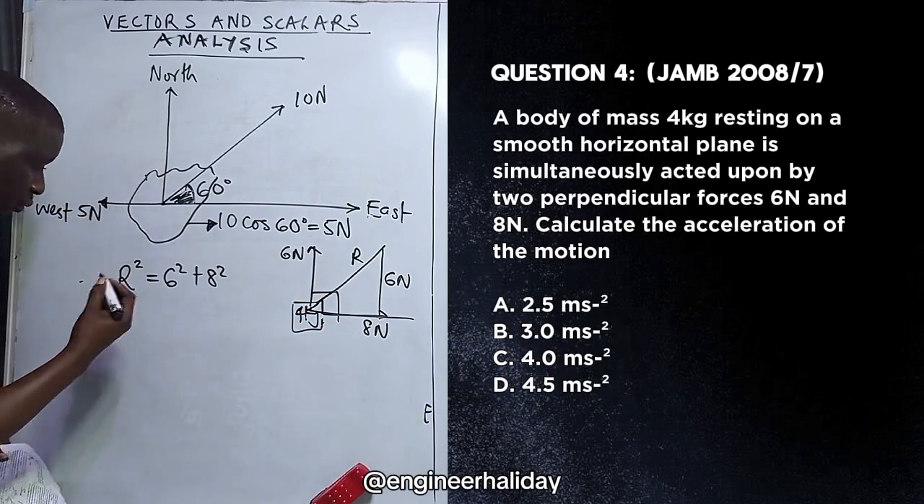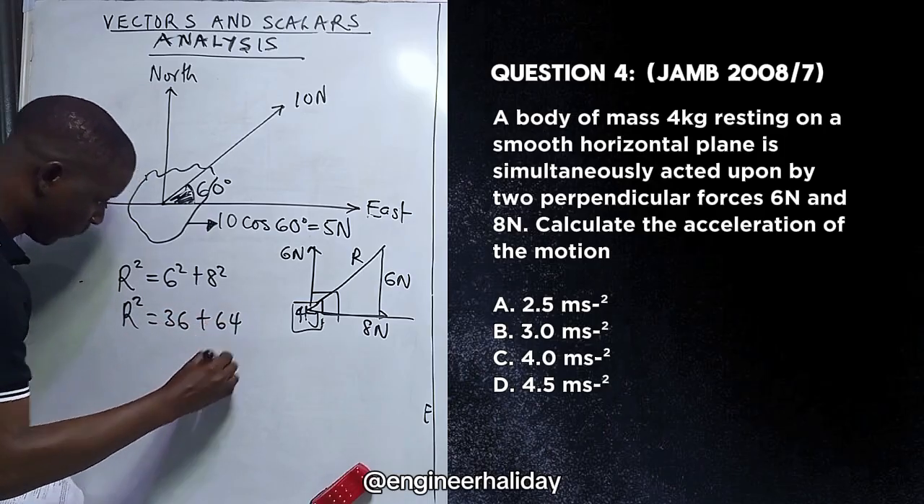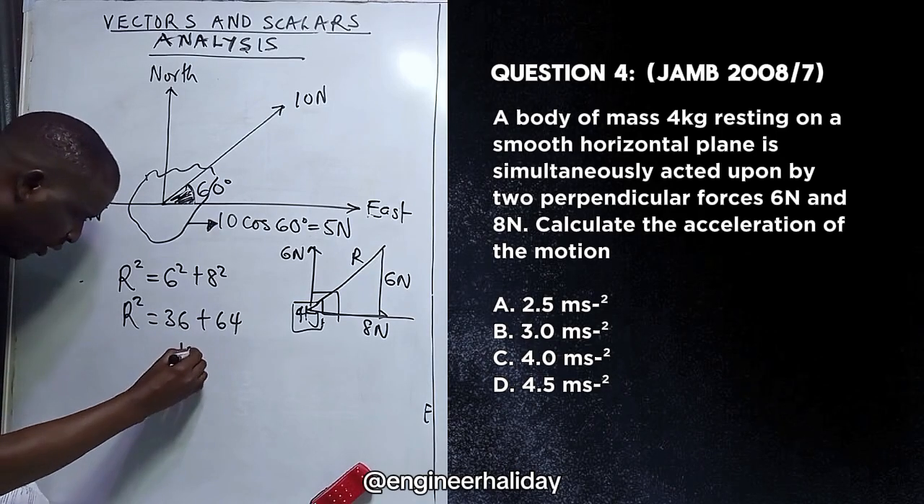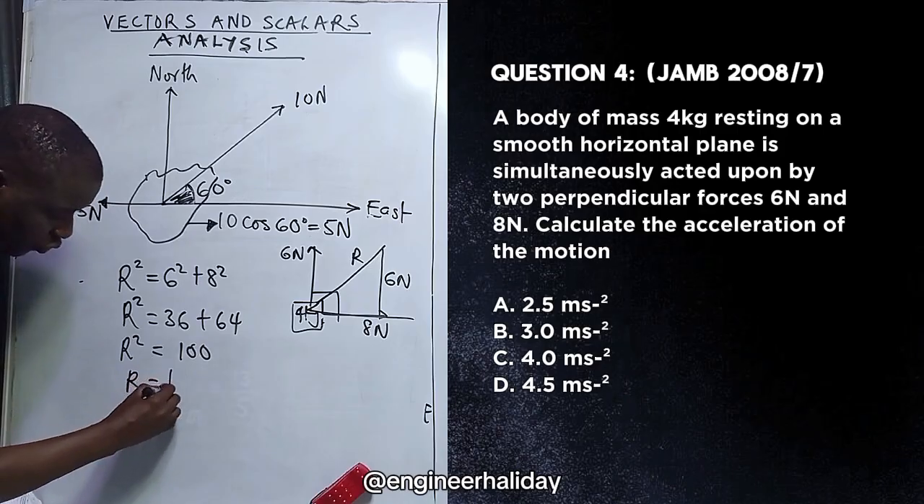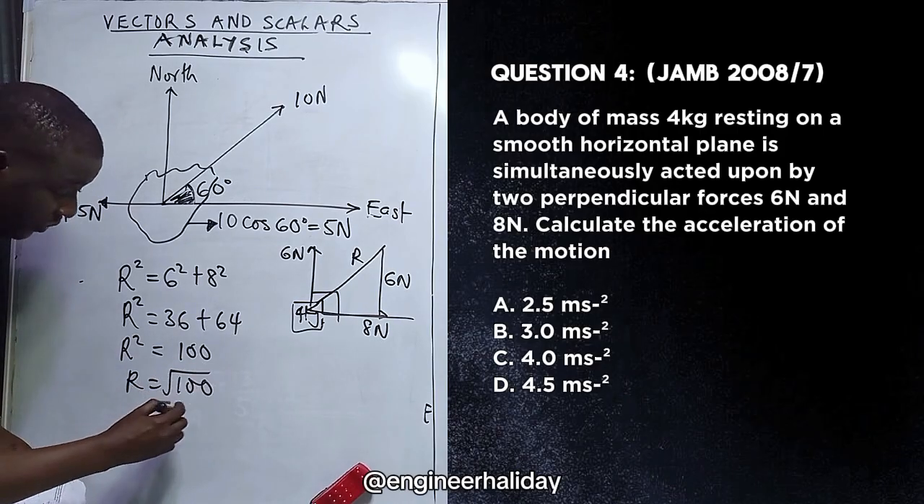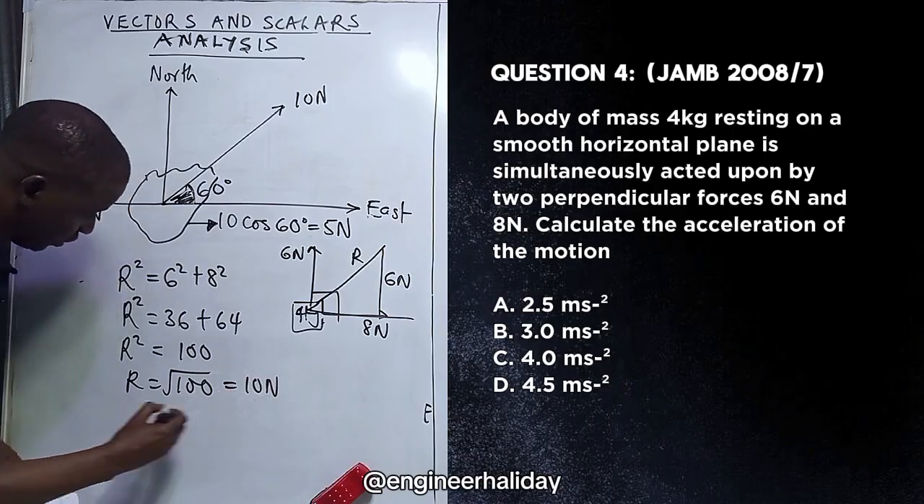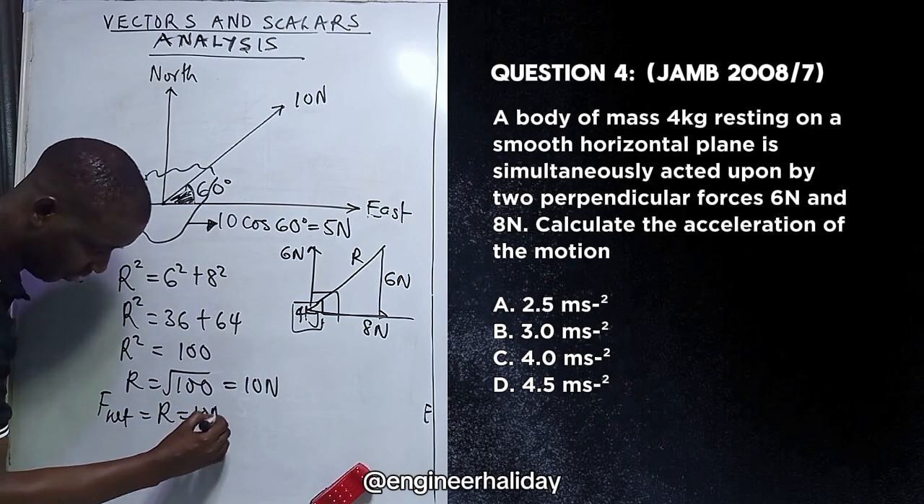So in that case, when you find your resultant, R square equals 36 plus 64. 36 plus 64 is 100 Newton. So R square equals 100, so R equals square root of 100, which is the resultant, or the net force, which is equal to 10 Newton.